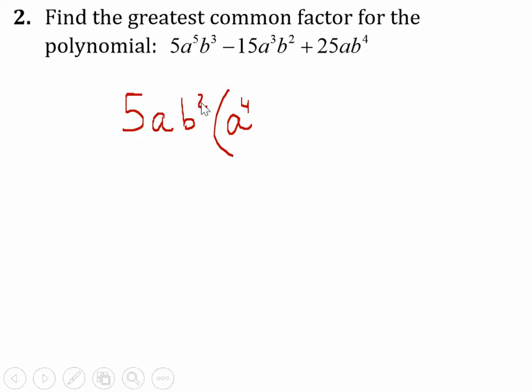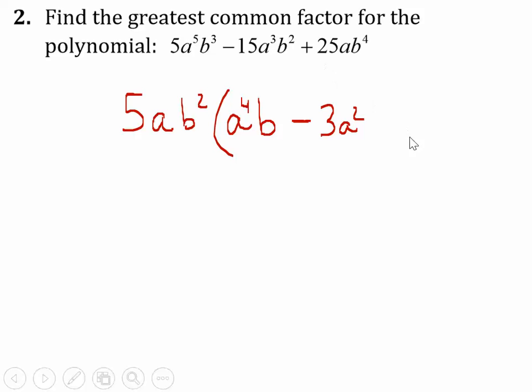So again, b to the 2nd, I need b to the 3rd, so I just need an extra b in there. Minus sign. Let's see, 5 times 3 gives you 15. I need an a squared to give me a to the 3rd. B squared, I already have it, so no more b's needed for that middle term.